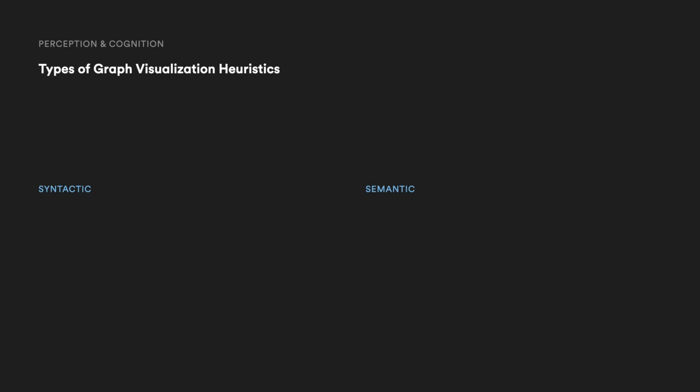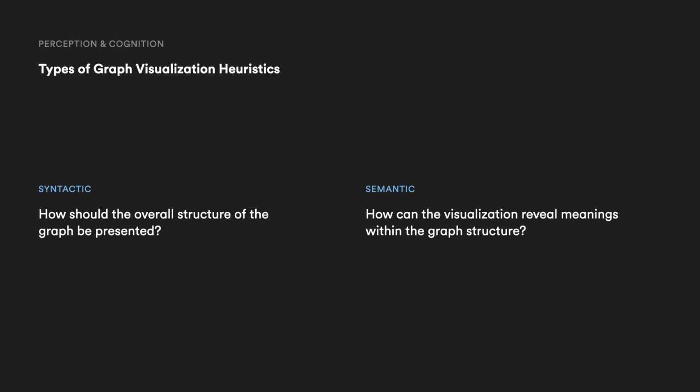So, perception and cognition. This is more of a theoretical foundation for what we're going to talk about. There's two types of heuristics. There's syntactic and semantic heuristics. Syntactic heuristics are just simply how the overall graph should be presented, and how to make it functional and readable and things like this. Semantic heuristics refer to how you want to make the visualization convey some sort of deeper meaning or insight into the structure of the graph itself.